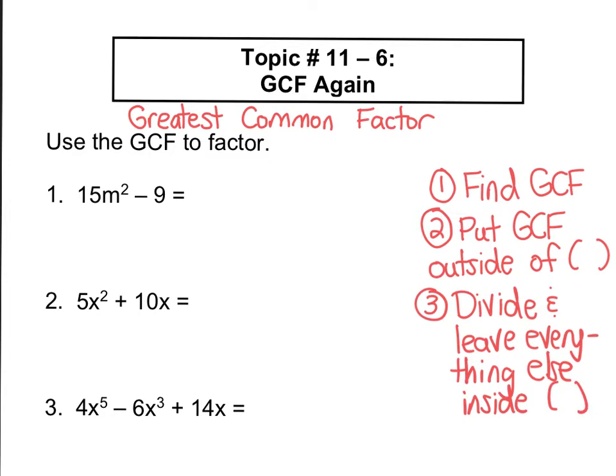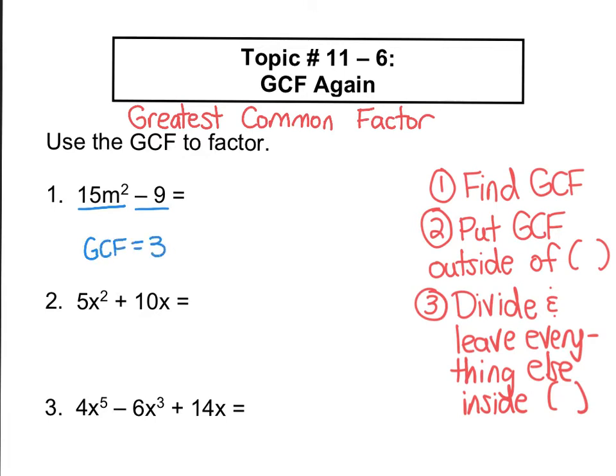Okay, so let's start with number 1 using our rule. The first thing we want to do is look for the GCF between 15m squared and -9. We're not going to say that a negative is common between them because the 15 does not include a negative there. So they don't have any m's in common. What we can see is that they have a 3 in common. So the GCF would be 3.